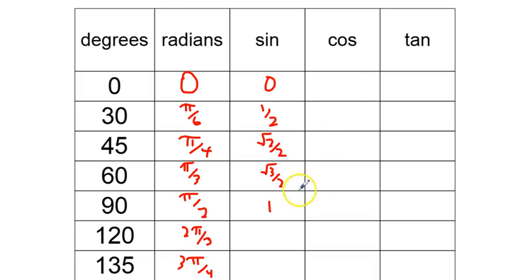We're just flipping them upside down. So instead of starting from 0 and counting up to 1, we're going to start from 1 and count down to 0. So I like to fill in the cosine column right now while I'm at it too. So this one's going to count down, 1, square root of 3 over 2, square root of 2 over 2, 1/2, and 0.